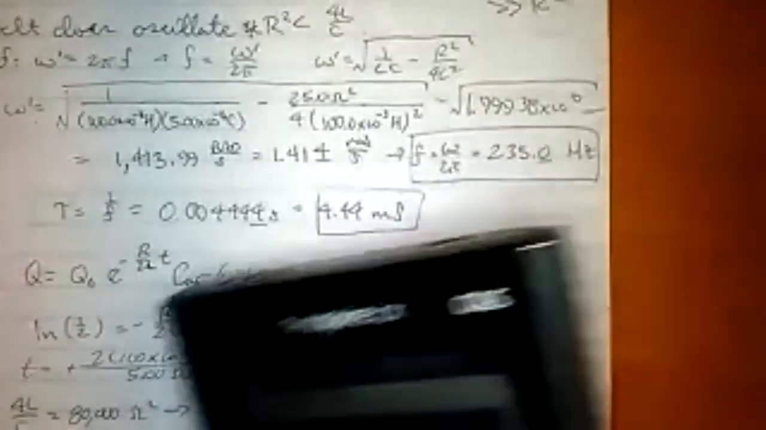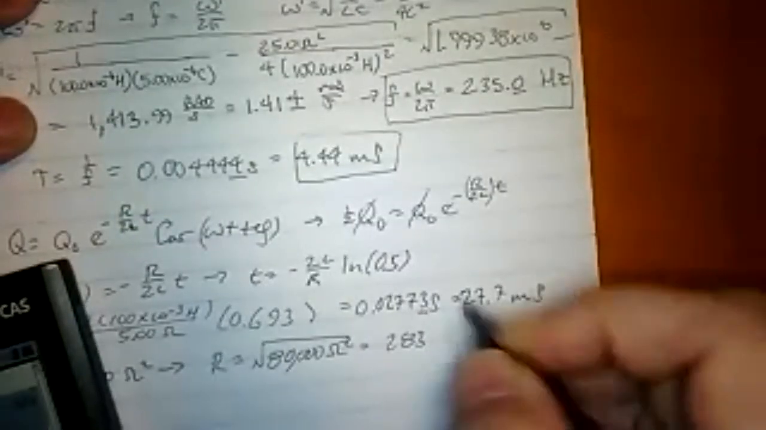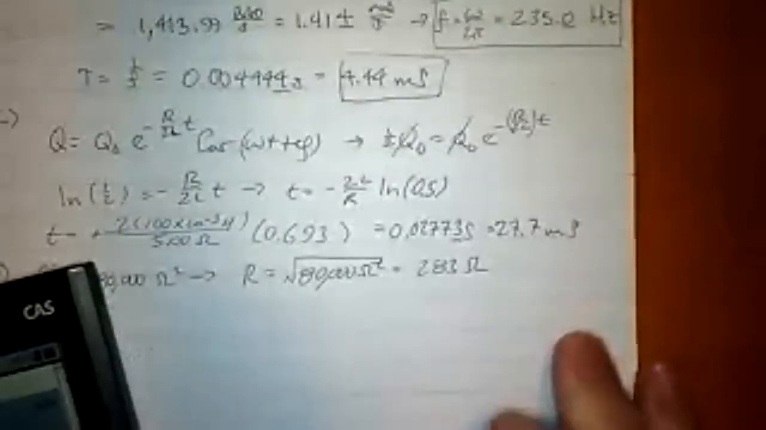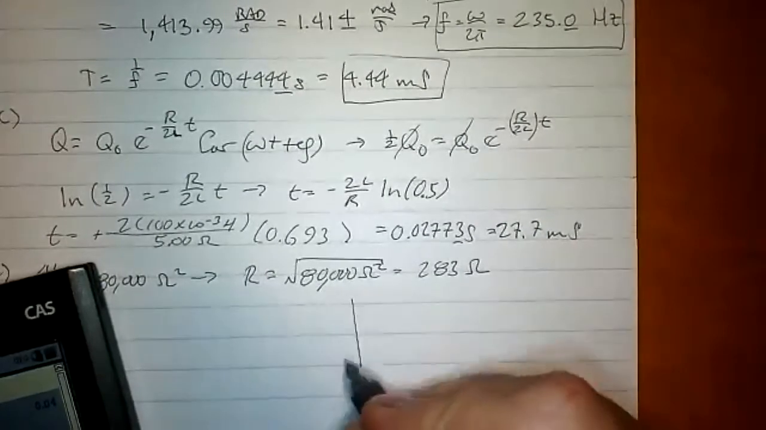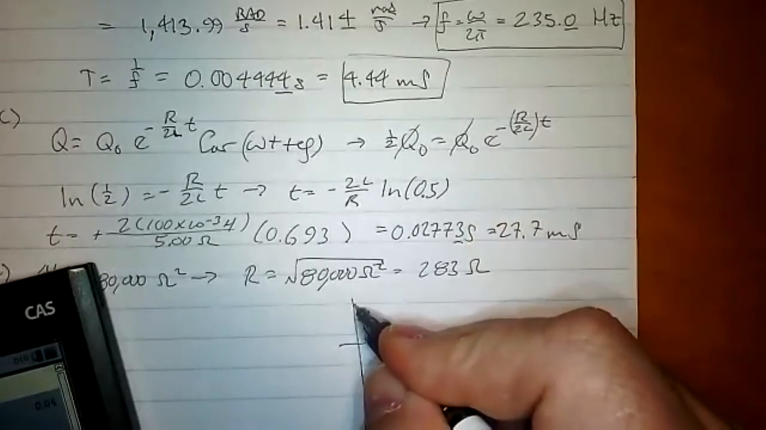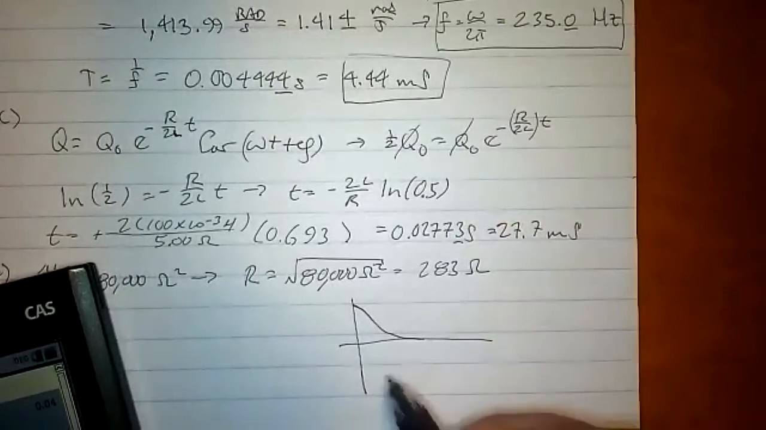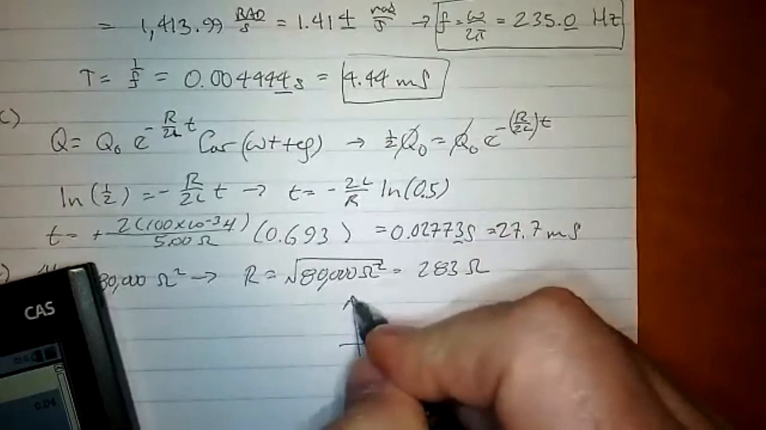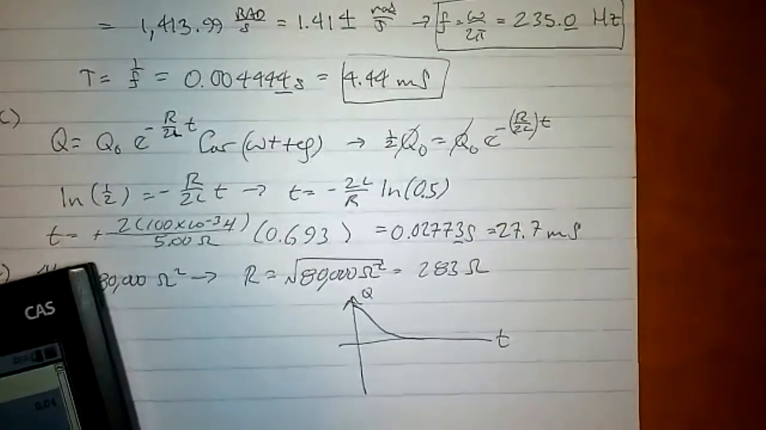And I'm going to get 282.8, so I'll call that 283 ohms. So if I increase the resistance to 283 ohms, it would stop oscillating. And the graph, instead of going like I showed you earlier, the graph at critically damped would just go like that. Whereas underdamped would do a slightly different curve, but not a whole lot different. So that's Q versus t. Any questions on that?